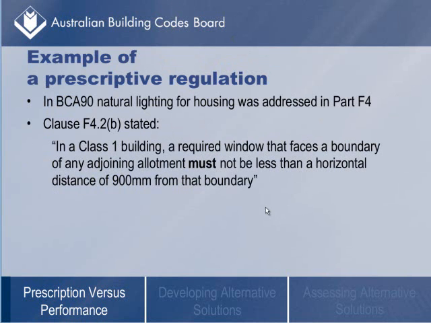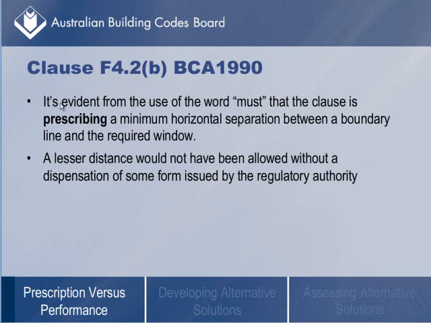An example of prescriptive regulation in the BCA 90 was for natural light for housing, that stated in a Class 1 building a required window that faces a boundary of any adjoining allotment must not be less than a horizontal distance of 900 millimetres from that boundary. So that was it. It was just a straight prescriptive requirement. It is evident from the use of the word must that the clause is prescribing a minimum horizontal separation between a boundary line and a required window. A lesser distance would not have been allowed without a dispensation of some form from the regulatory authority.